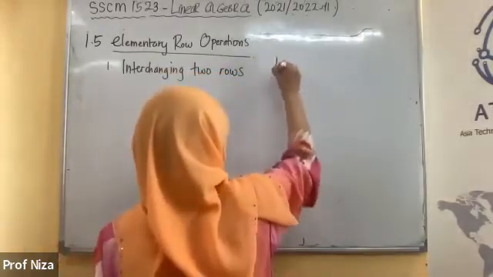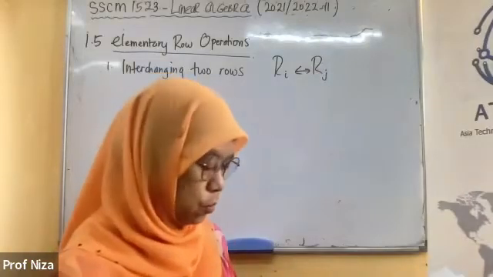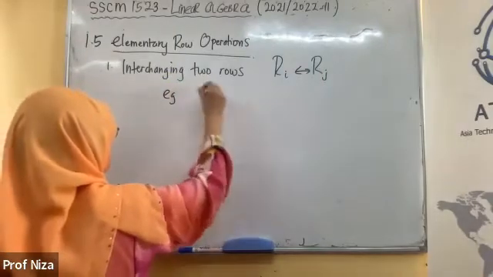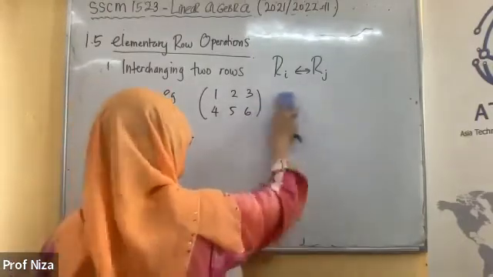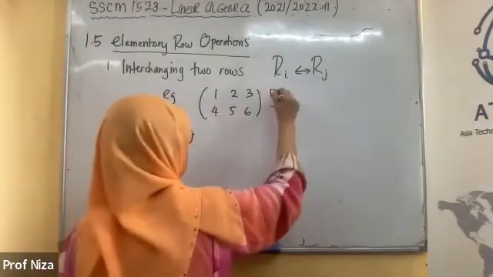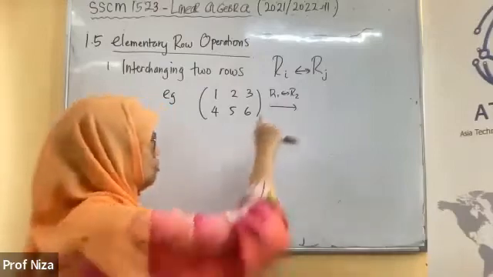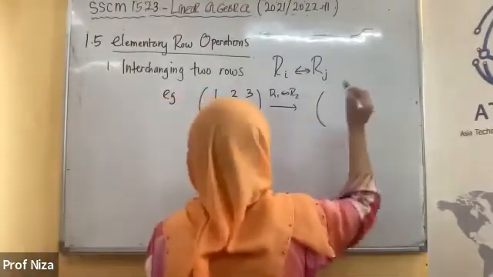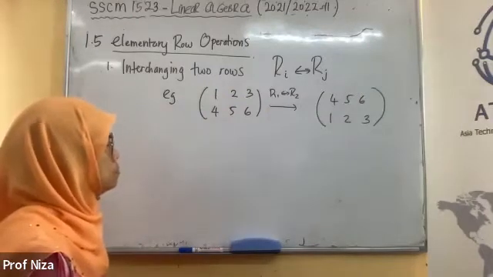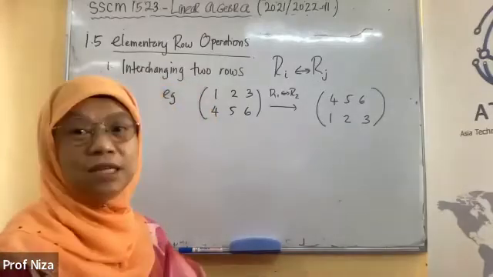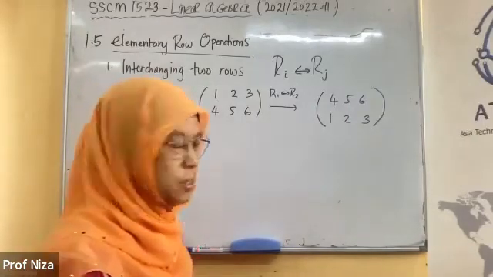Okay, and the symbol is Ri interchange with Rj. We interchange the row. For example, maybe you have this matrix. Then you want to change R1 with R2. So you will write the elementary row operation there, and then you change 1, 2, 3, 4, 5, 6. This is interchanging the first row with the second row, right? You only change 2 rows at one time, at one operation.